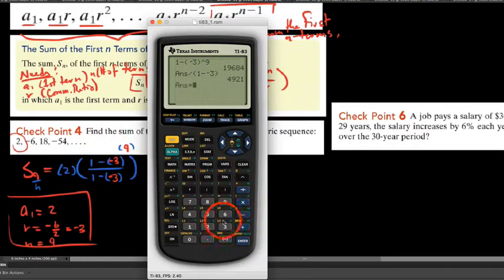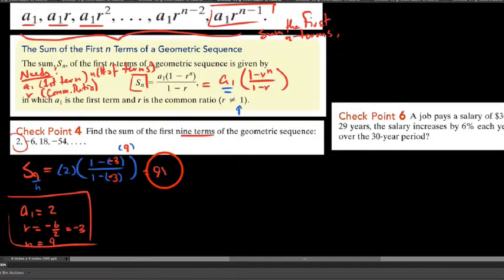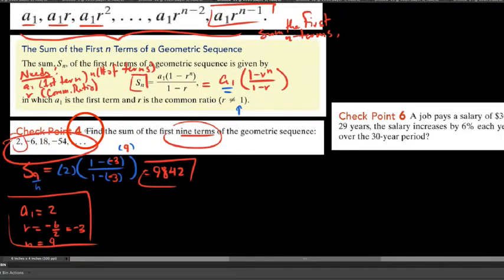Now we need to double this, so times 2. All of this work I would have done on the right here by hand. I did it on the calculator, but we get 9842. And so that is the value that you get. If you were to take the first 9 terms of this sequence right here and add them together, it would already be that big. Okay.